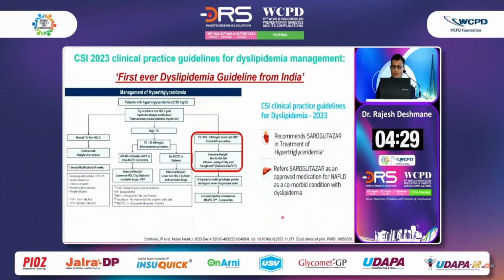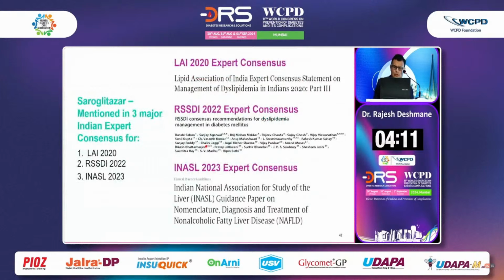First, in Indian guidelines, the Cardiological Society also approved saroglitazar for atherogenic diabetic dyslipidemia or hypertriglyceridemia. Whenever the triglyceride is above 500 to 1000, the molecule saroglitazar is approved. The Lipid Association of India, RSSDI 2022 guidelines, and Indian National Association for Study of Liver guidelines recommend saroglitazar for treatment of both atherogenic diabetic dyslipidemia and NAFLD.